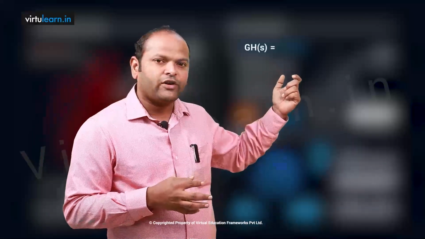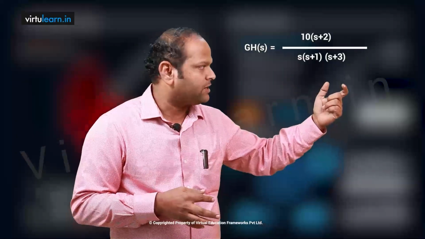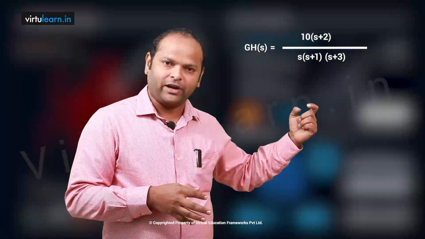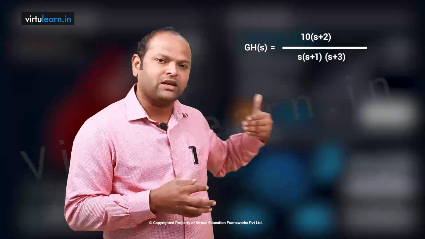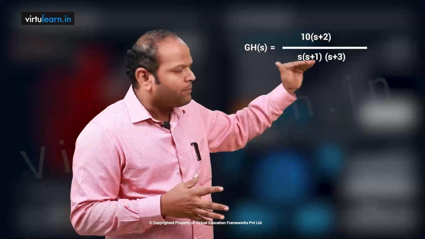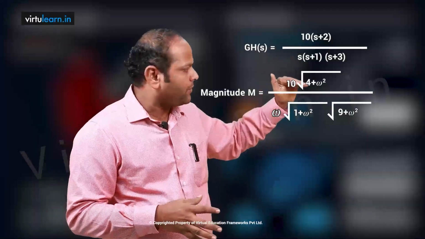System. Now when you change one of the poles like this, GH of s is 10 into (s plus 2) by s into (s plus 1) into (s plus 3). Then with s plus 1 in the denominator, my pole is nearer to the imaginary axis. The remaining things are on the other side. Let us look at the magnitude and phase angle. You can write it as it is, like the previous one.